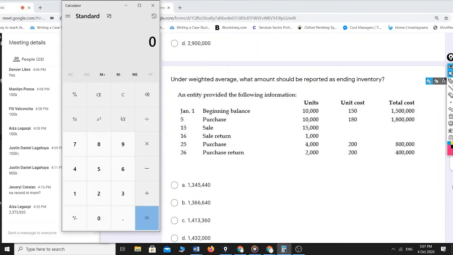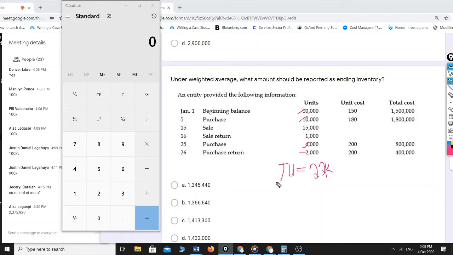So, pila man atong total number of units available for sale. So, that is just the beginning balance plus the purchase, all purchases minus the purchase return. Okay? So, i-add ra nimo ning beginning balance, the purchases, na 10,000 o 4,000, minus ang giuli nga purchase. So, therefore, ang total units na available for sale is 22,000. Okay?